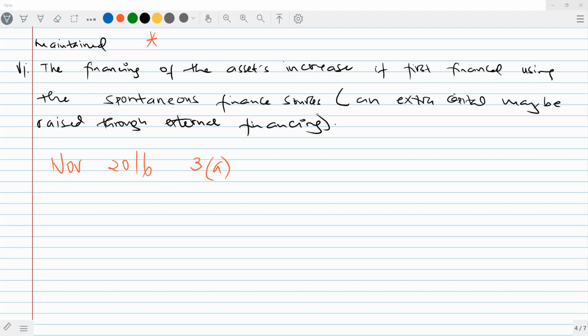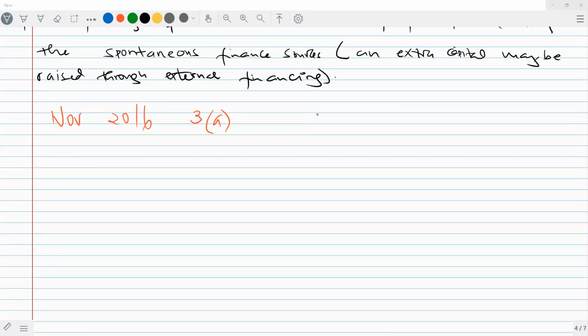Simply take the assumption, then critique it: why can't this assumption apply in reality? Simply critiquing those limitations. So number one, the amount of external finance required. Don't forget, in this case you're using the percentage of sales method, even though we have not been told to use it.